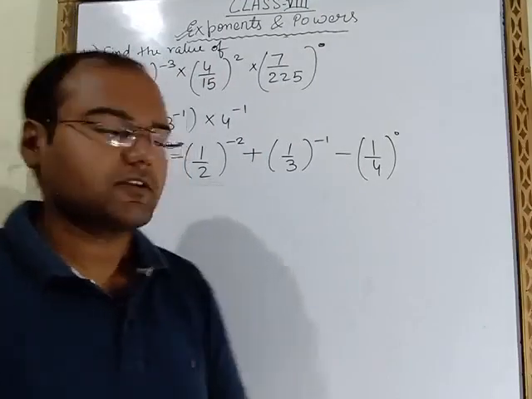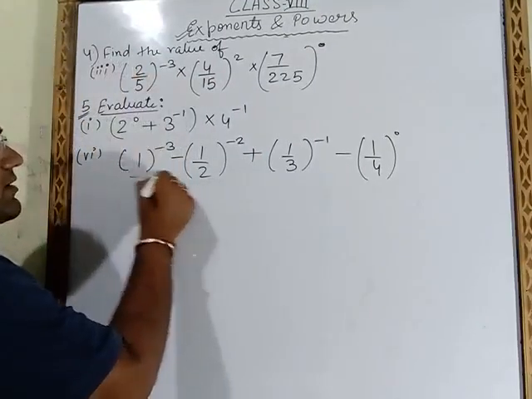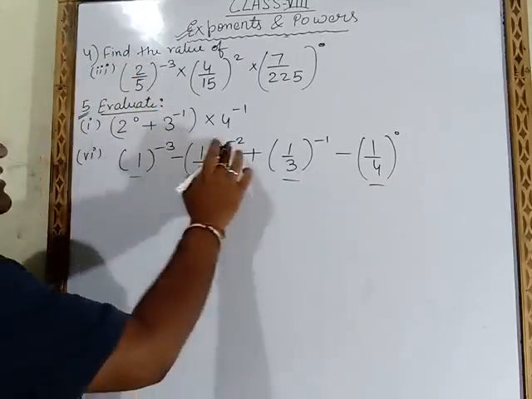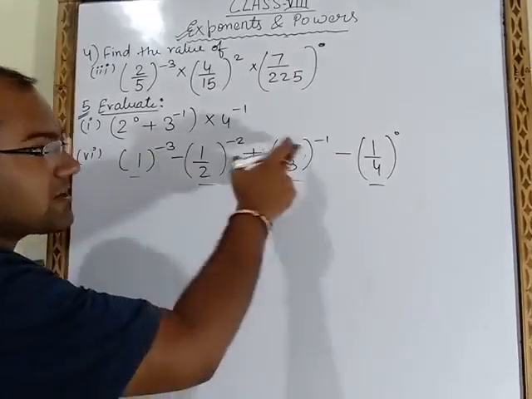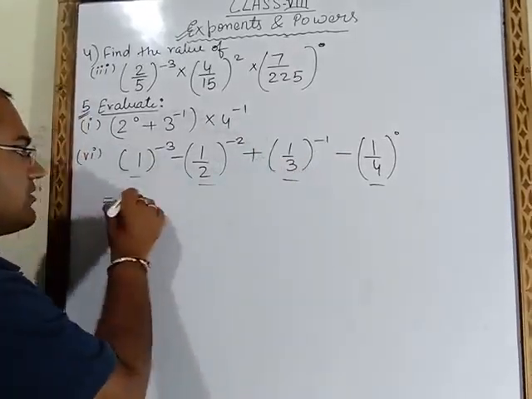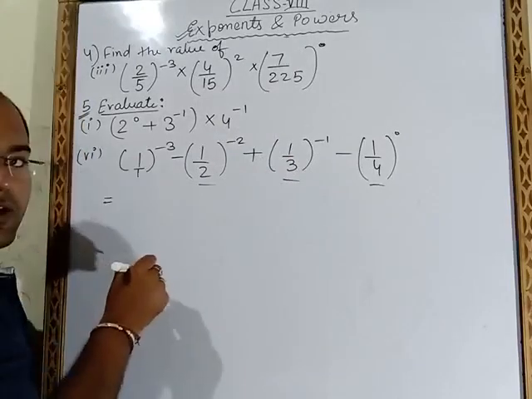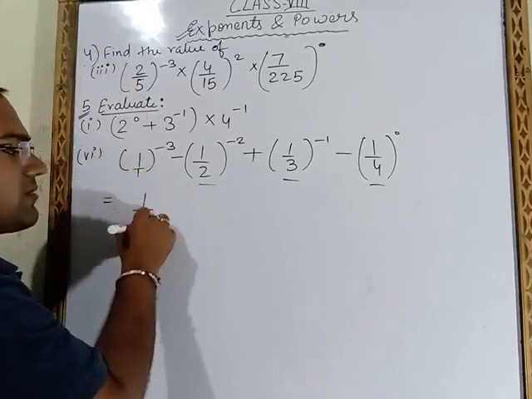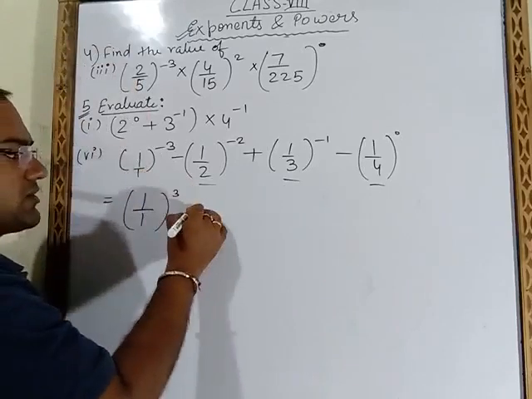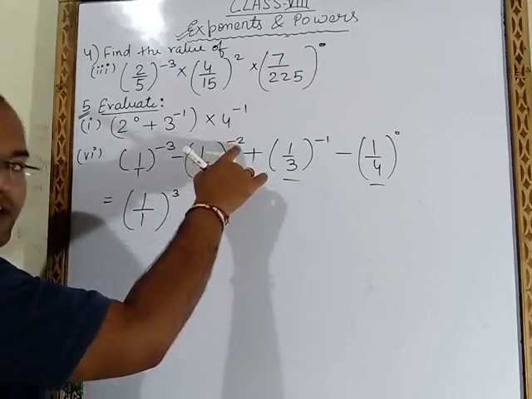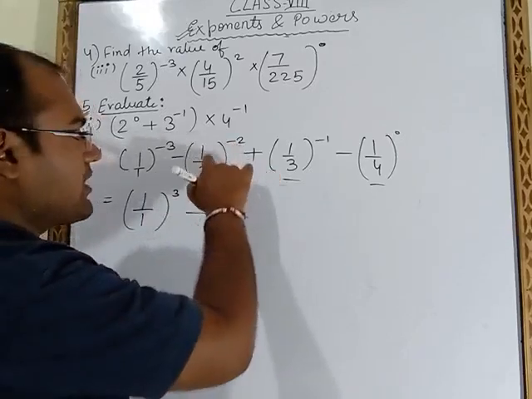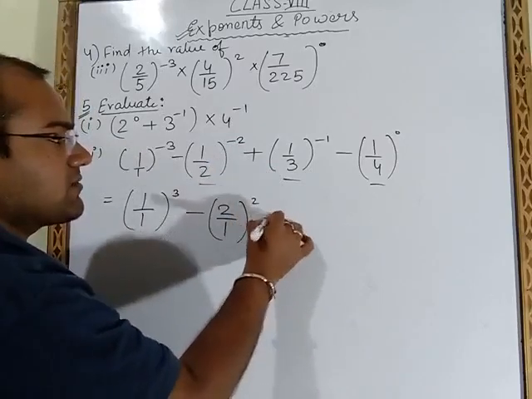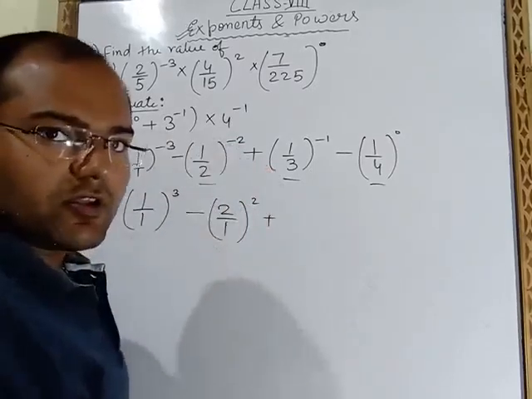Now come to the sixth part. Here all the bases are different. So first step, we have to make these powers positive. Minus sign is coming in the power, so we have to make them positive. So this is 1 upon 1. In order to make this power positive, we will take the reciprocal. 1 upon 1 reciprocal will be 1 upon 1. Power will become positive. Minus. Power is negative. In order to make this power positive, 1 upon 2 is written, we will take 2 upon 1. Whole power positive. Minus 2 was there, but we will write now plus 2.